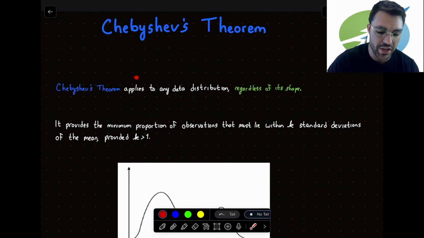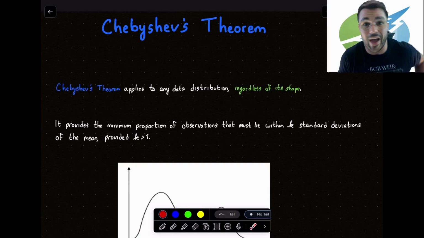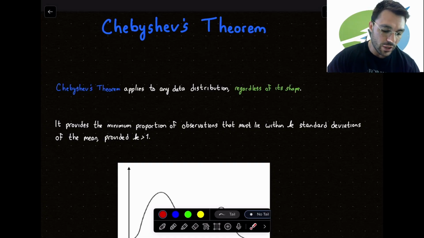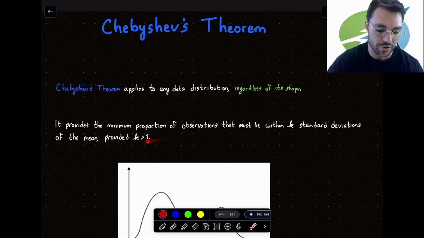So Chebyshev's theorem applies to any data distribution regardless of its shape. As we should remember, the empirical rule can only be applied to a normal distribution that has a bell curve. Chebyshev's theorem applies to any distribution, including the bell curve, but typically we wouldn't use it for that. Chebyshev's theorem provides the minimum proportion of observations that must lie within k standard deviations of the mean, provided that k is greater than 1.